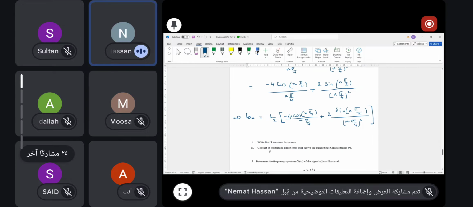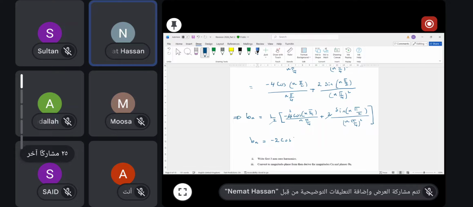which is equal to, 4 over 2, this is minus 2 and this is 1. So b of n is equal to minus 2 cosine n pi over 2 plus sine n pi over 2, over n pi over 4 squared. And this is b of n.